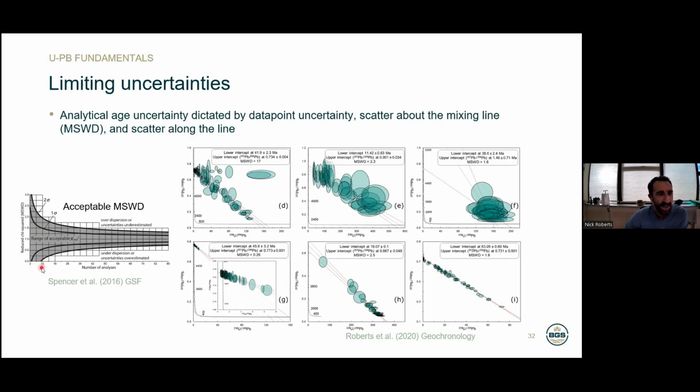So when you've only got n equals 10, for 10 spots, an acceptable MSWD at 2 sigma is going to be 2 rather than 1. So people often think an MSWD should be 1, but it actually depends on the population size. And if you get to very large populations, a high n, you can see the acceptable range of MSWD is a bit smaller.